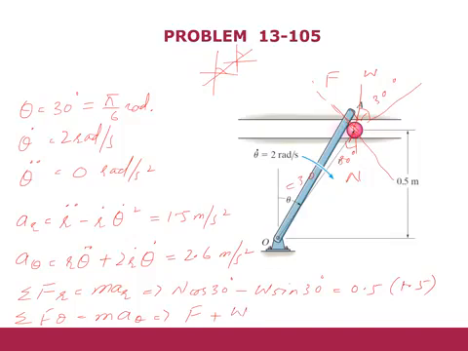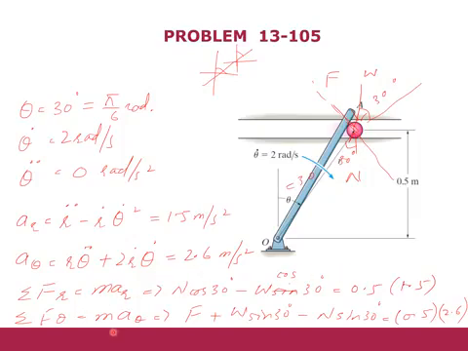Sorry, this is cos, this is W sine 30, and minus N sine 30 is equal to 0.5 into 2.6.